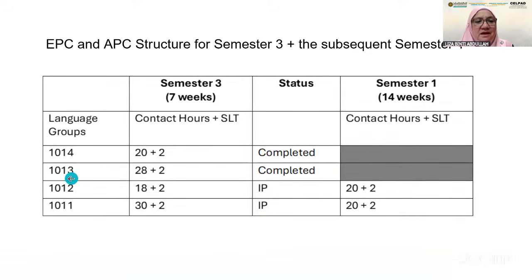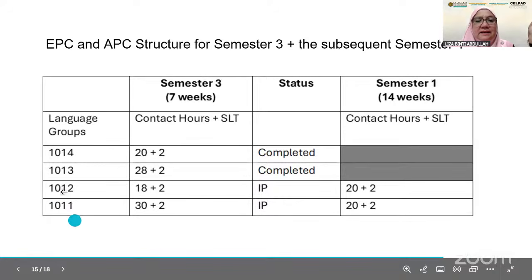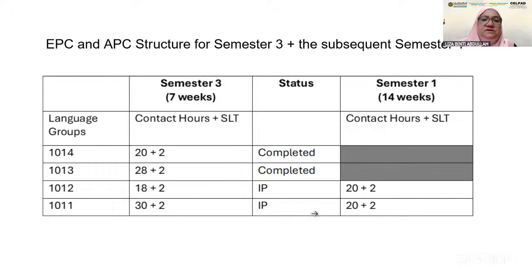For 1013, class hours 28 in short semester, complete also in short semester. But if you do the lower levels, 1012 or 1011, you will not finish it in that semester. You may, but normally we do not encourage our current students doing it. New students, yes, because they have to be active in that semester. But current students, you're not going to finish it.